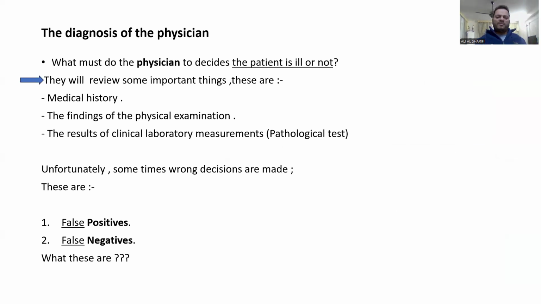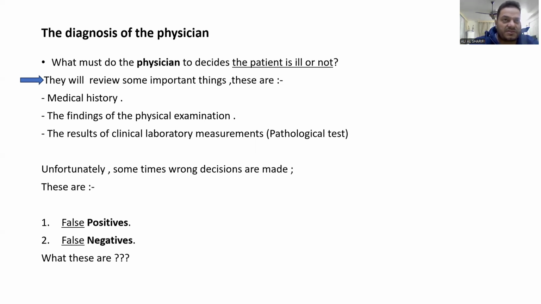Sure, we'll talk about the medical history. Has he or she had a surgery before, and any sensitivity to any medicine, and many things like that. The findings of the physician's examination, if he did or has to do some exercises for some reason, and the results of clinical laboratory measurements. I'm talking about the pathological tests from the lab, for example, a blood test.